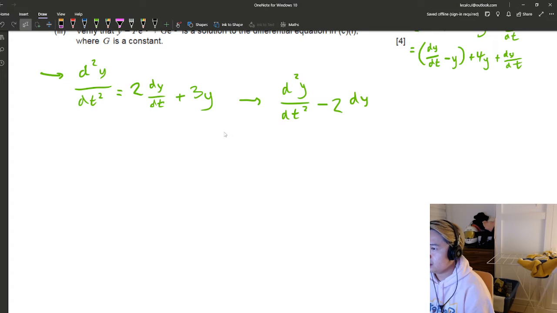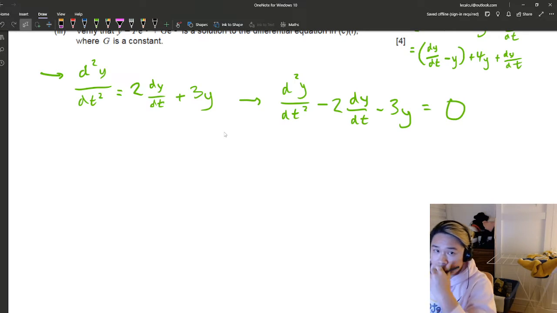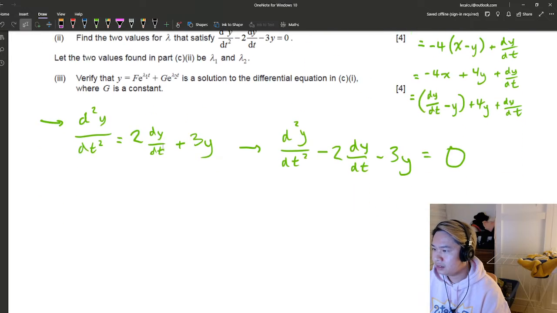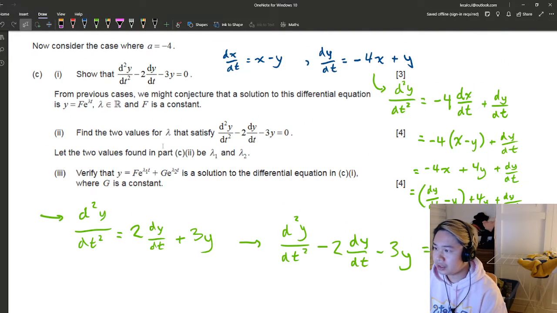This takes me back. Well, I guess it depends on what university you go to, but this is a differential equation question, and then obviously as a math teacher I've taken courses on this, so it takes me back.